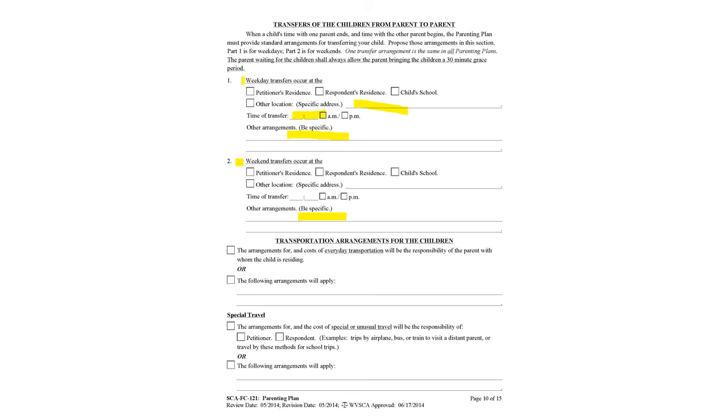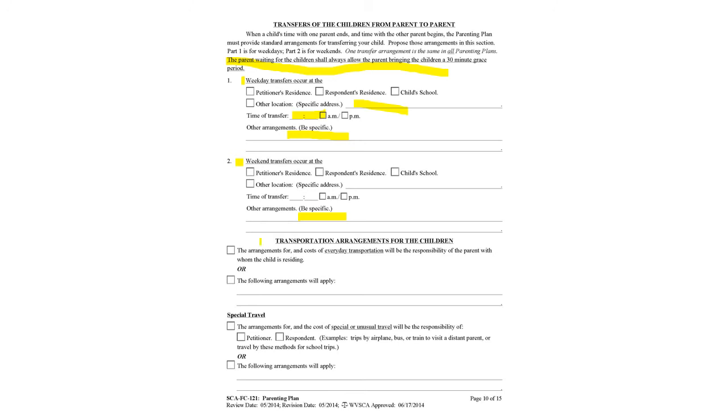A couple of things to keep in mind when transferring. One transfer arrangement is the same in all parenting plans. The court notes the parent waiting for the children should always allow a 30-minute grace period. This is underlined to emphasize how much the court wants you to be patient and understanding.